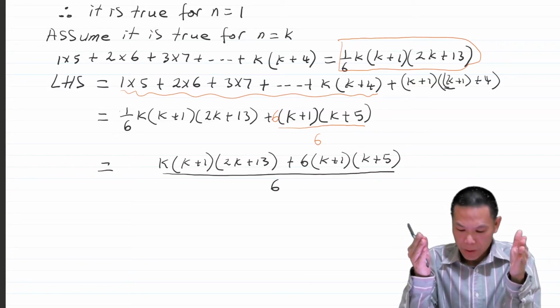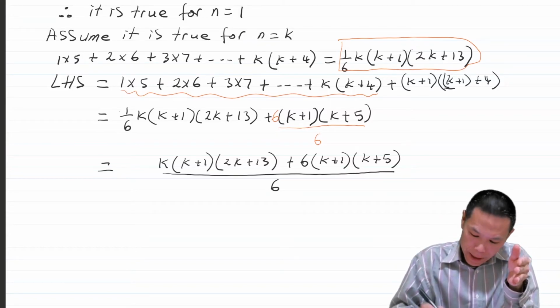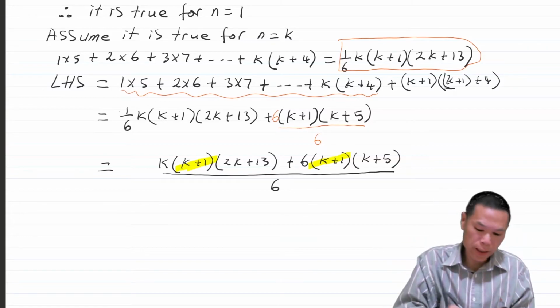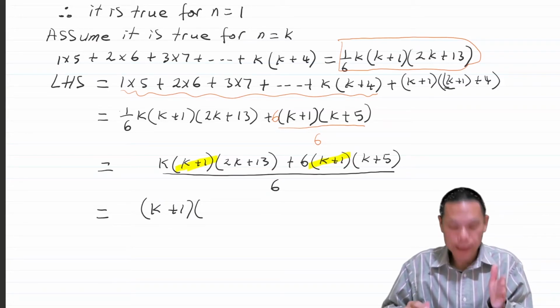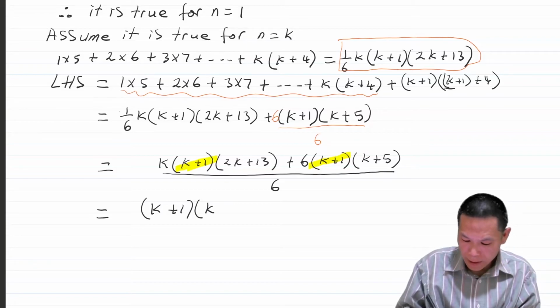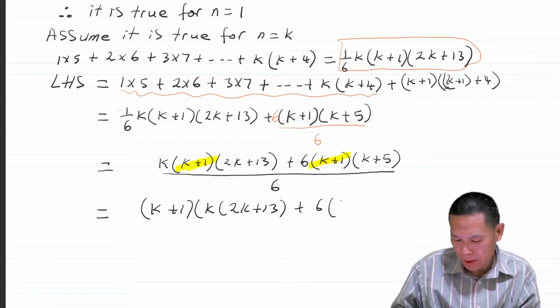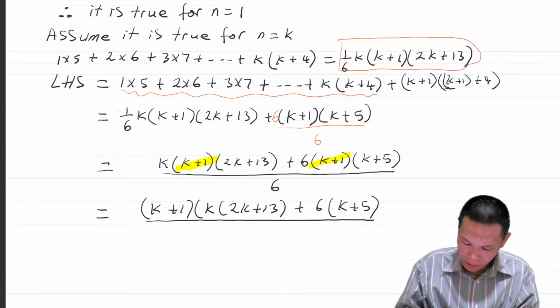There you go. So now I take out the common factor. So the common factor is k plus 1 and k plus 1 there, right? So I just take it out. K plus 1. And then inside, leave with k. And then 2k plus 13. And add 6. And then k plus 5. Over 6. And of course, this is another bracket.